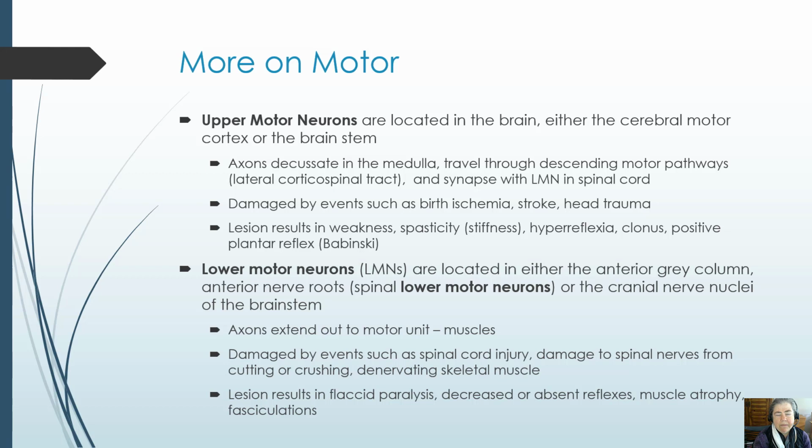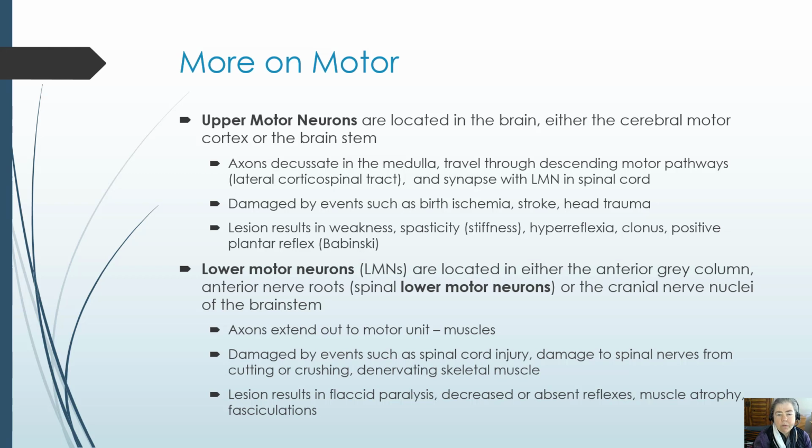the lower extremity. The lower motor neurons are located in the spinal column, in the anterior gray column, or some of them are in the peripheral nervous system in the anterior nerve roots. And then the lower motor neurons that synapse with upper motor neurons originating in the brain stem are also in the brain stem, in this case in the cranial nerve nuclei. And the axons of the lower motor neurons extend out to the muscles, to the voluntary skeletal muscles.